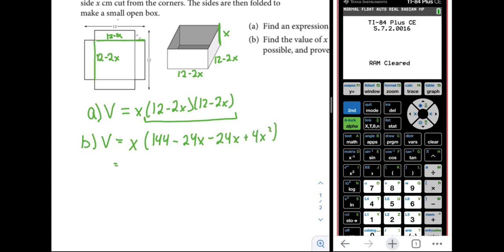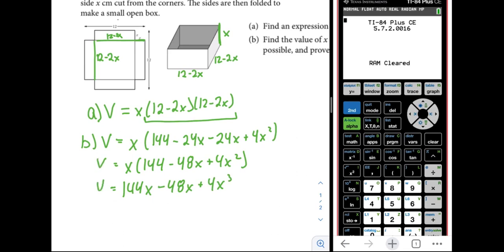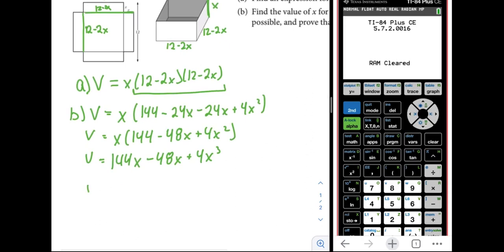And then we can simplify even further. And now I can do the last step, which is to distribute the x. So I have 144x minus 48x squared plus 4x cubed. Now this is all the volume function, and now I'm going to be ready to differentiate the volume. So the derivative will be 144 minus 48, this was an x squared, apologies, so times 2x, and plus 12x squared.